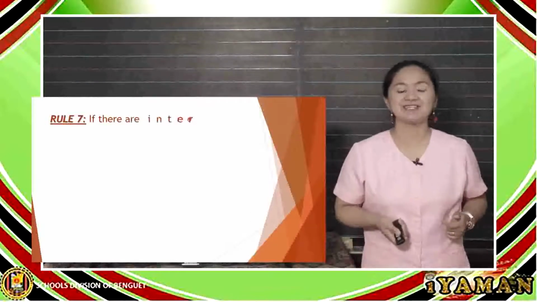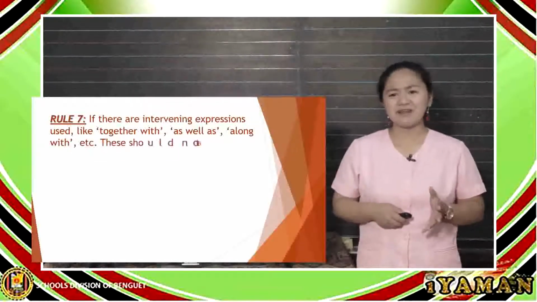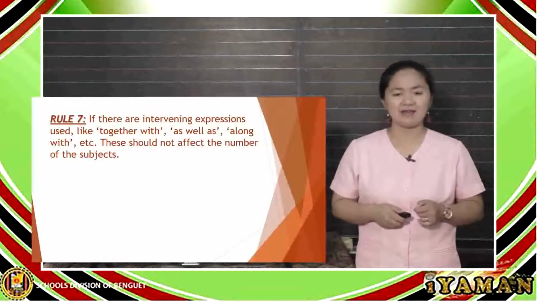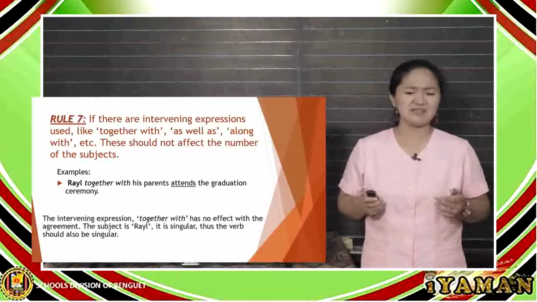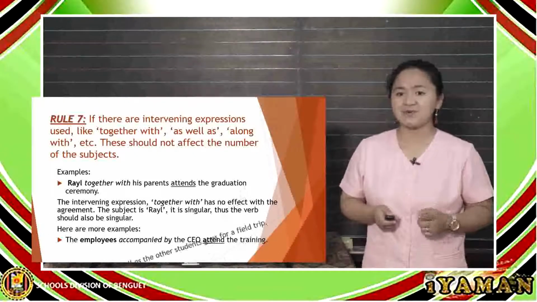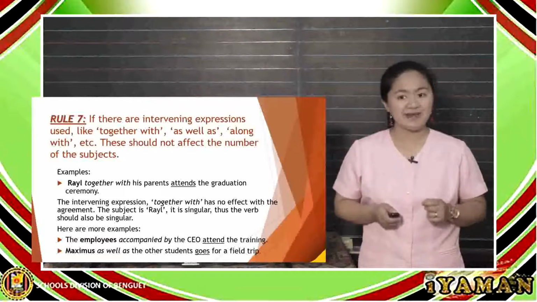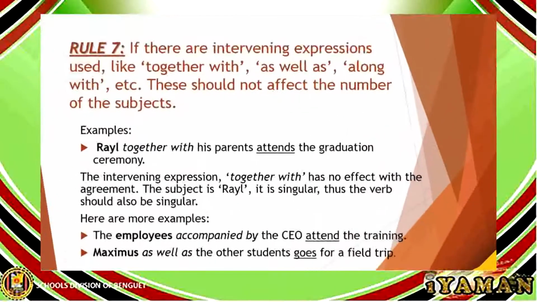Let's continue to the next rule. How about if there are intervening expressions used like together with, as well as, along with, etc.? What is the rule? These intervening expressions should not affect the number of the subject. For example, Ryle, together with his parents, attends the graduation ceremony.